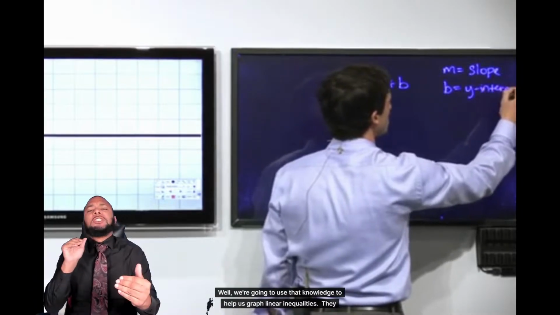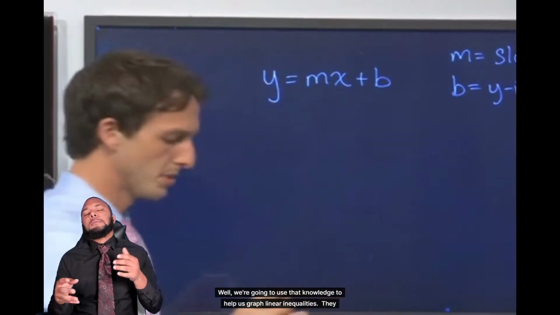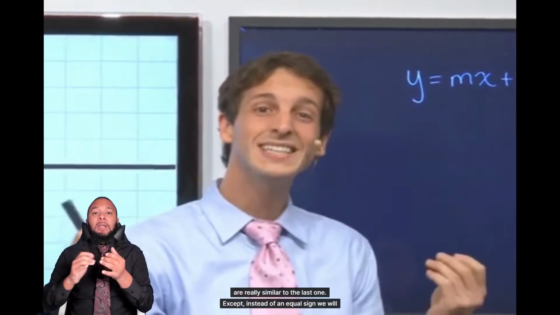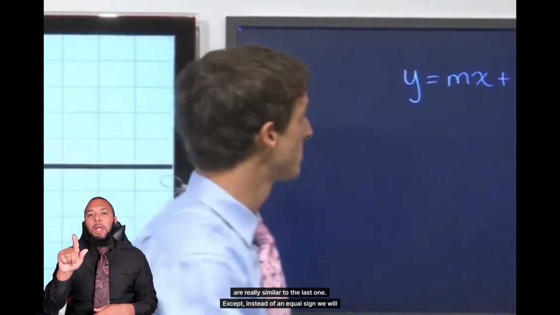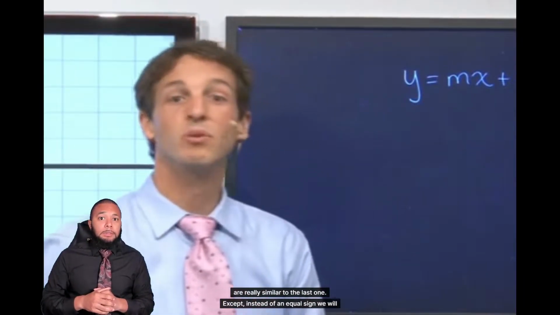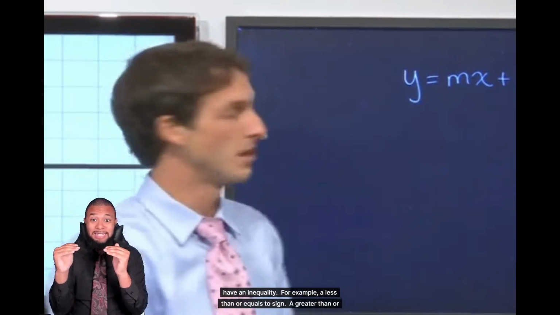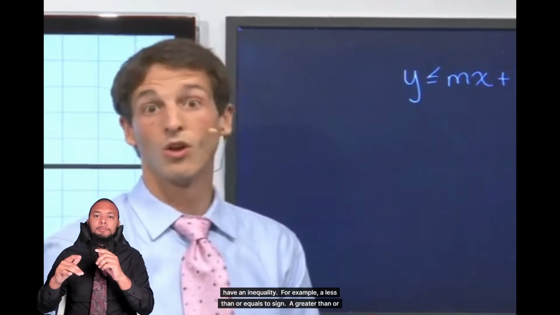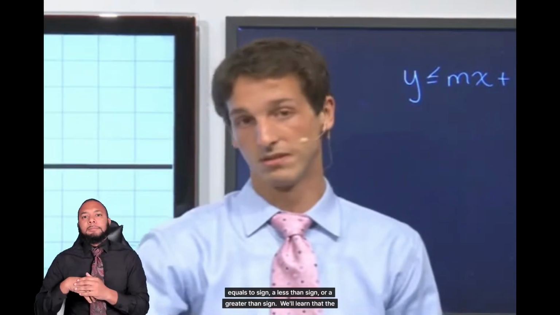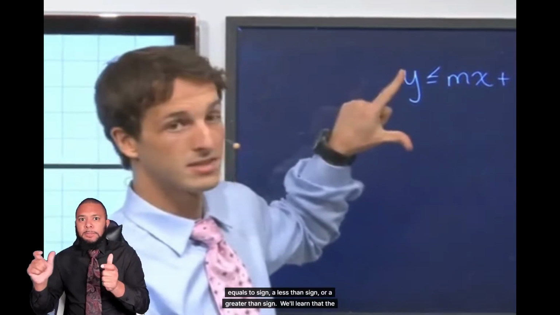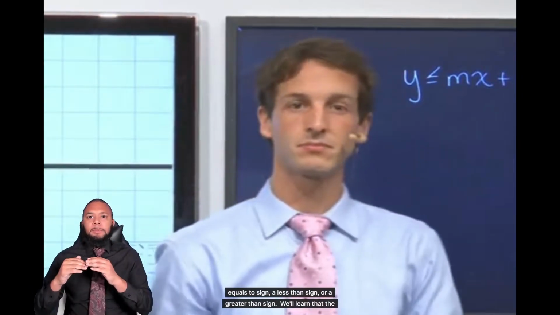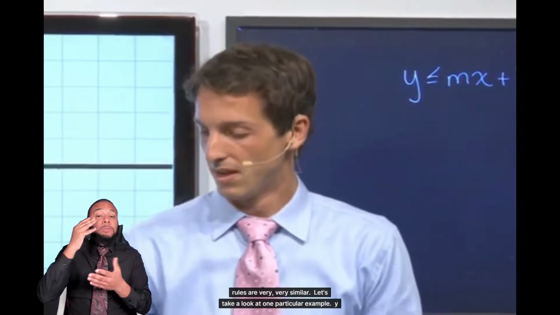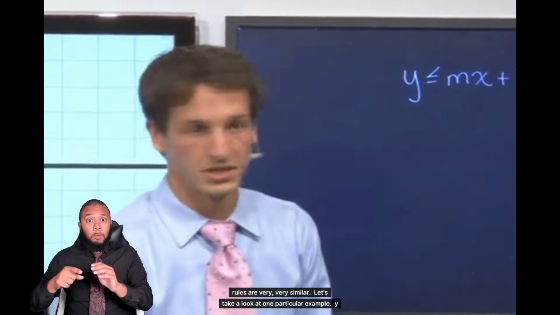Well, we're going to use that knowledge to help us graph linear inequalities. They are really similar to the last ones, except instead of an equal sign, we will have an inequality. For example, a less than or equals to sign, greater than or equals to sign, a less than sign, or a greater than sign. We'll learn that the rules are very, very similar. So let's take a look at one particular example.